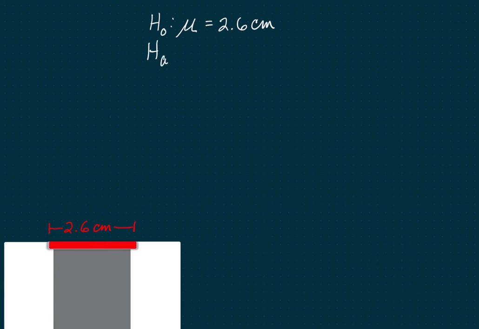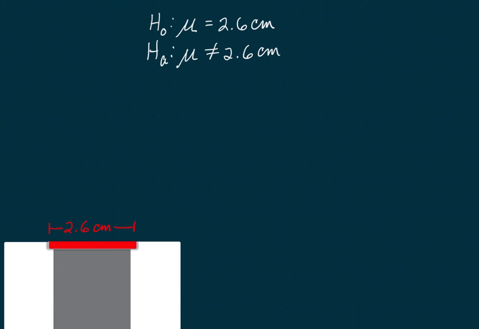The alternative hypothesis is that, oh, there's something going wrong in the manufacturing process, and they are not 2.6 centimeters. Could be more, could be less. We don't know. That's why we're testing. Some of the machinery may need to be adjusted from time to time.